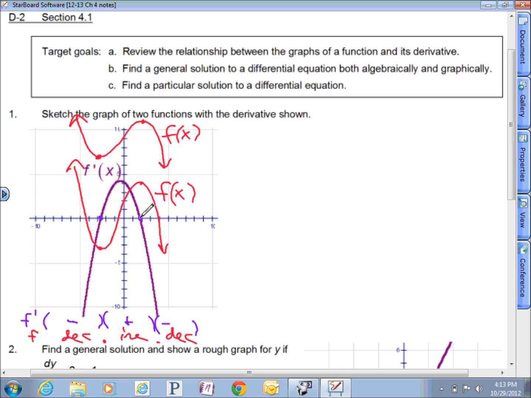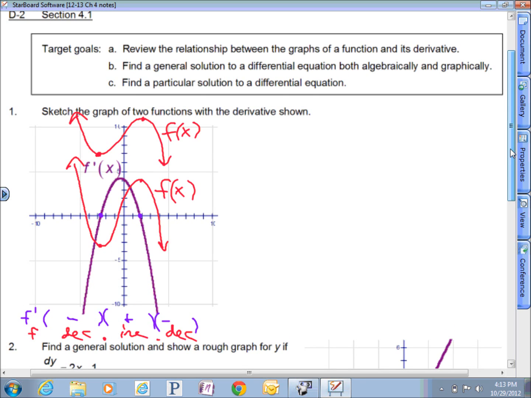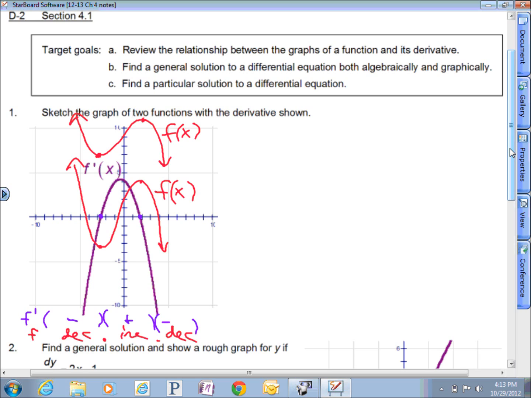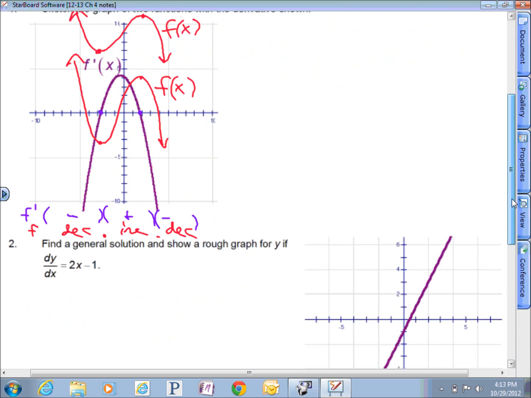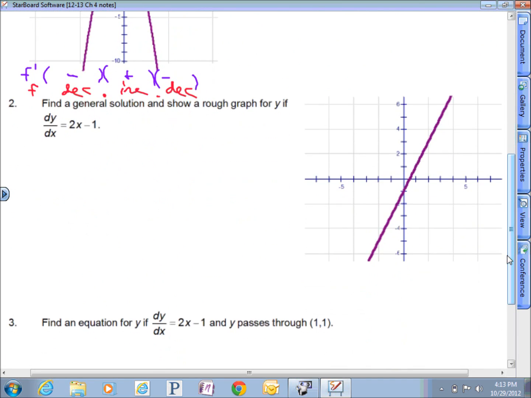Well, what does that mean? So I'm taking care of this graph, so there's your little bit of a review. Now let's play around with the solution to a differential equation. What's a differential equation? What did I take the derivative of in order to get these derivatives? What was the original function that kind of begat the rest of these things? So, general solutions show a rough graph.